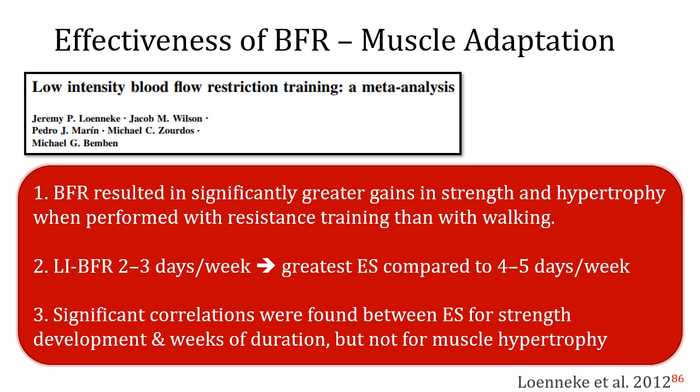So Lixandrão and authors concluded that BFR resulted in significant greater gains in strength and hypertrophy when performed with resistance training than with walking. That's not necessarily a surprise. Lower extremity BFR 2 to 3 times per week really shows to be the sweet spot as far as minimal effective dose, with the greatest effects, gave the greatest effect size compared to 4 to 5 days per week. Significant correlations were found between the effect sizes for strength development and week of duration, but not for muscle hypertrophy. And I'll show a figure here in a moment that can kind of help to visualize that and the timing of the adaptations.